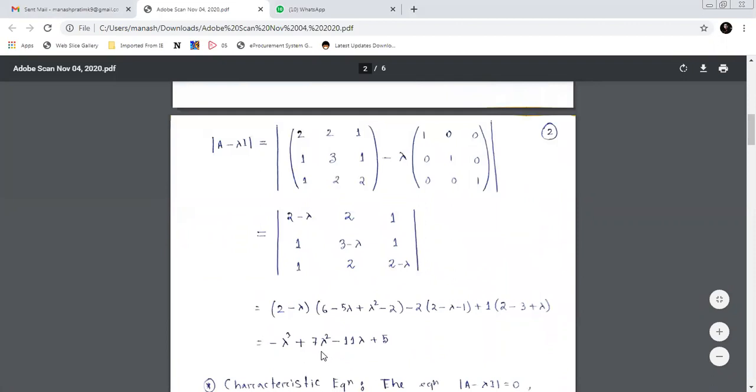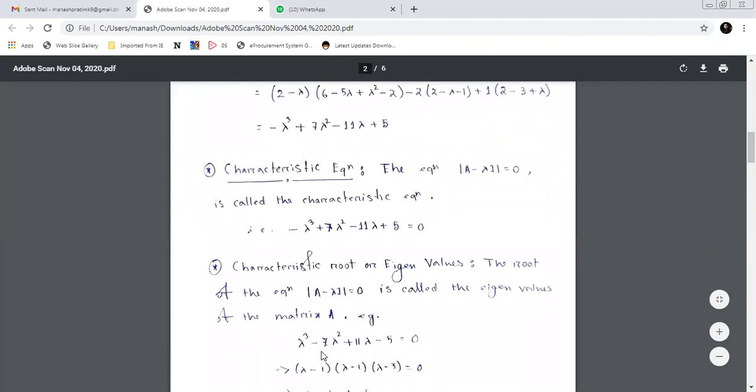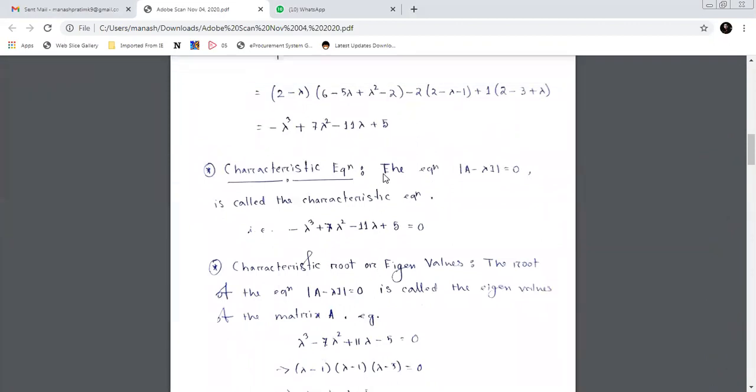Okay, so next, come to the point: the characteristic equation.